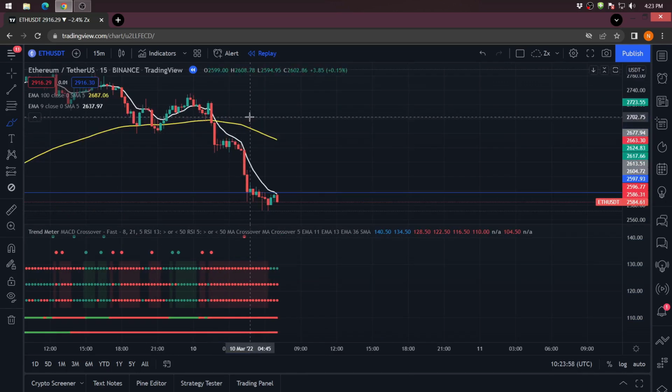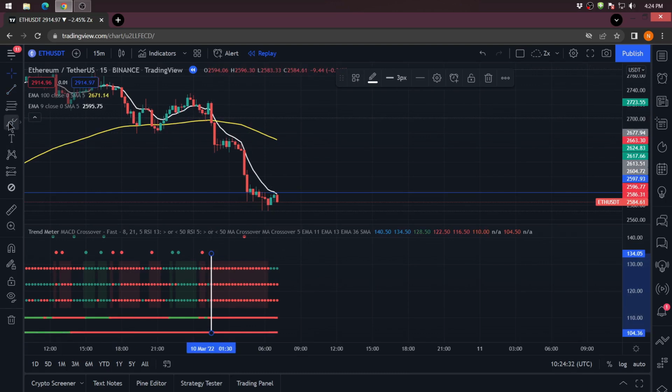For a sell signal, the price goes below the 109 EMA and, at the same time, all the red dots match with all the red lines. That means it's a sell signal. So let's go with a live chart and exit strategy.